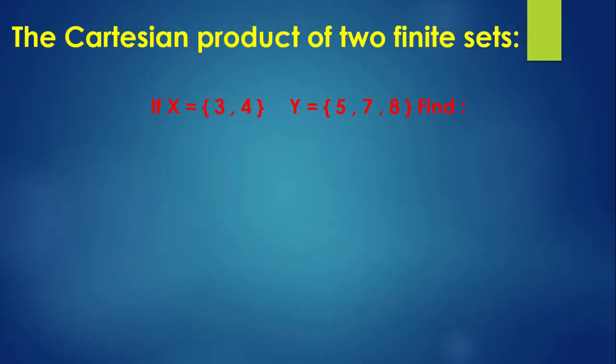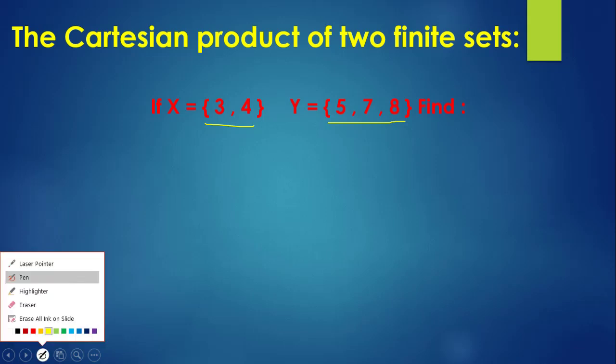Here, for example, we have two sets. The first set is {3, 4}. The second set is {5, 7, 8}. So set x is {3, 4}. Set y is {5, 7, 8}. I want the Cartesian product. How to get the Cartesian product between the two sets?